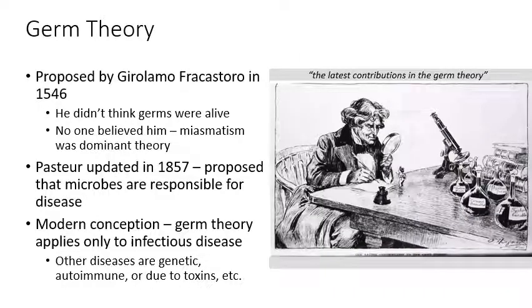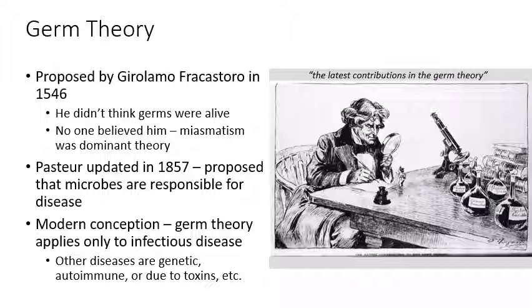Germ theory was first proposed in 1546 by Girolamo Fracastoro. He just thought they were little particles. He didn't know that germs were alive, or he didn't think that germs were alive. And he didn't have proof for this theory either. He had no evidence. It was just a good idea that he had. But people at the time didn't think it was a good idea. They thought it was a crazy idea. They believed in miasmatism more so.